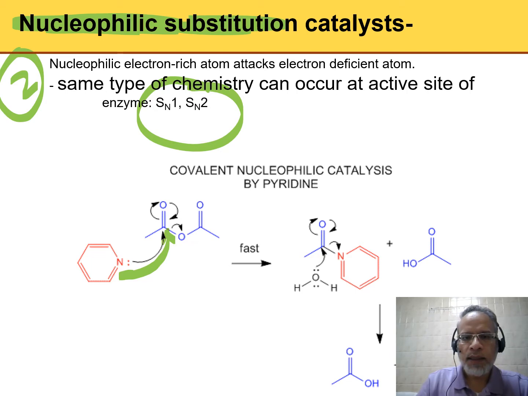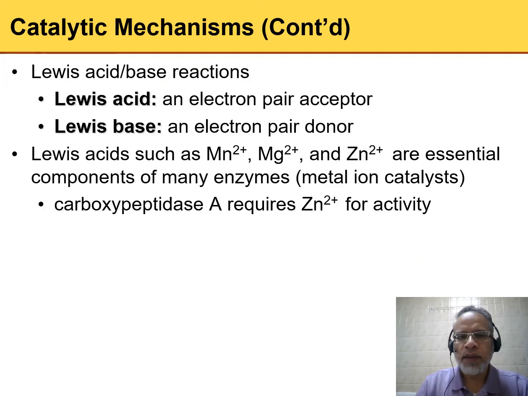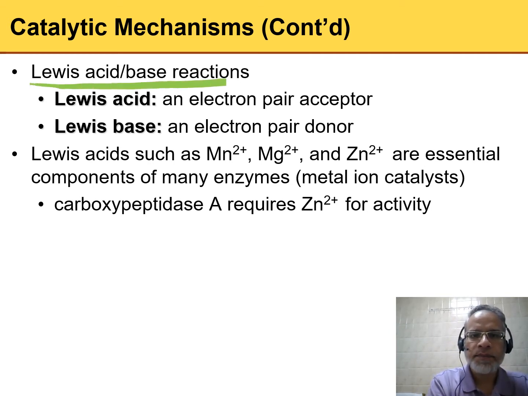Okay, and you don't have to memorize the structure. Just know that it's SN1, SN2, and the nucleophilic electron-rich atom attacks electron-deficient atoms, right? So this is what you have to keep in mind. Okay. The third way that enzymes do catalysis is what's called using Lewis acid-base reactions.